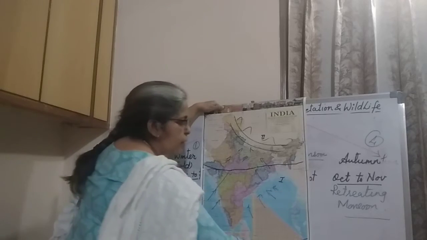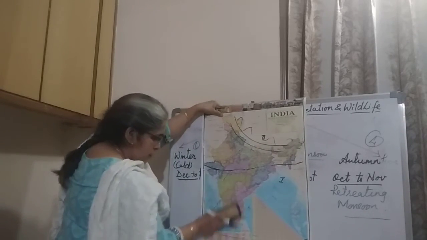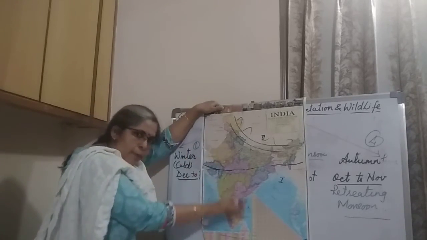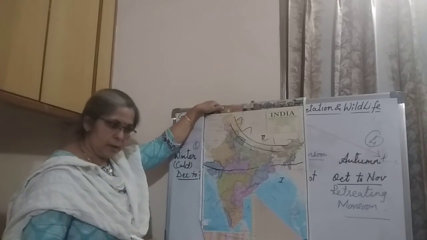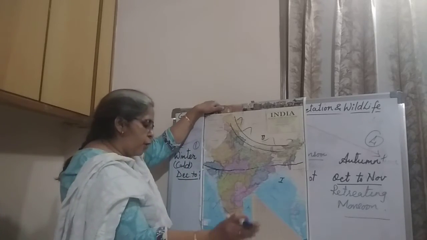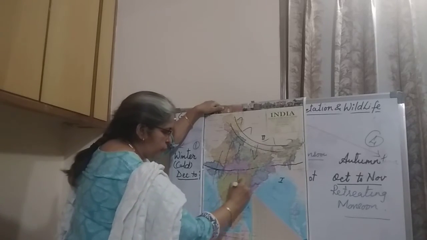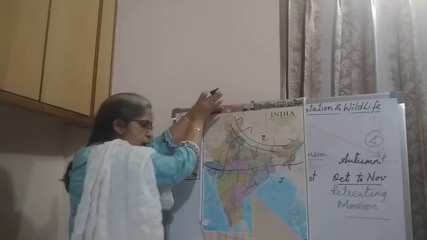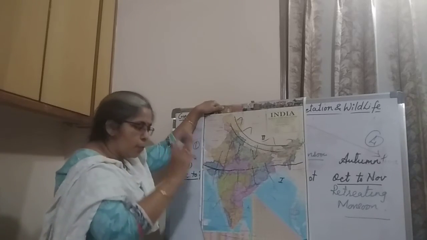Now, if I talk about the autumn season. Now see, in the autumn season, retreating monsoon. Retreating monsoon means now the monsoon will go back, in the month of October and November. Now here the winds move back from the mountains to Bay of Bengal. When they are moving back to the Bay of Bengal, they are known as retreating monsoon.